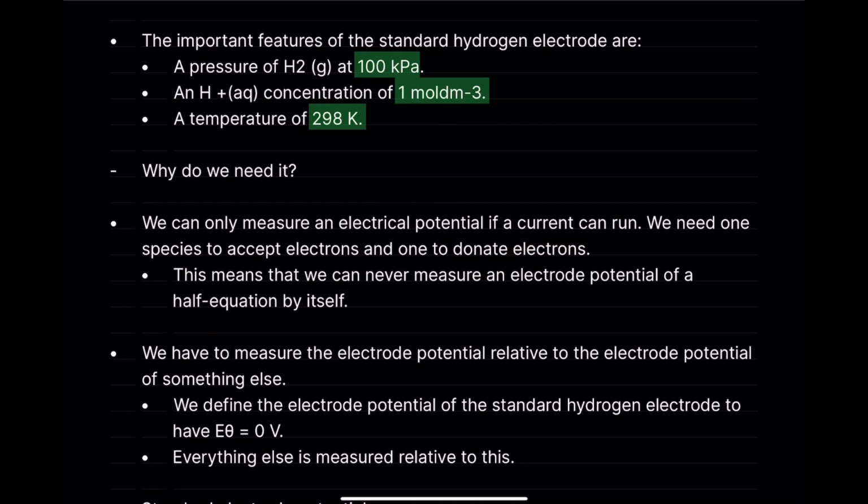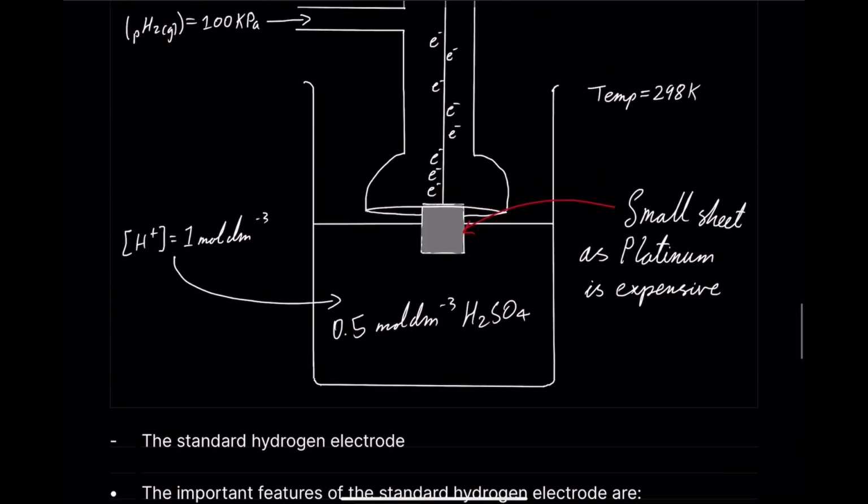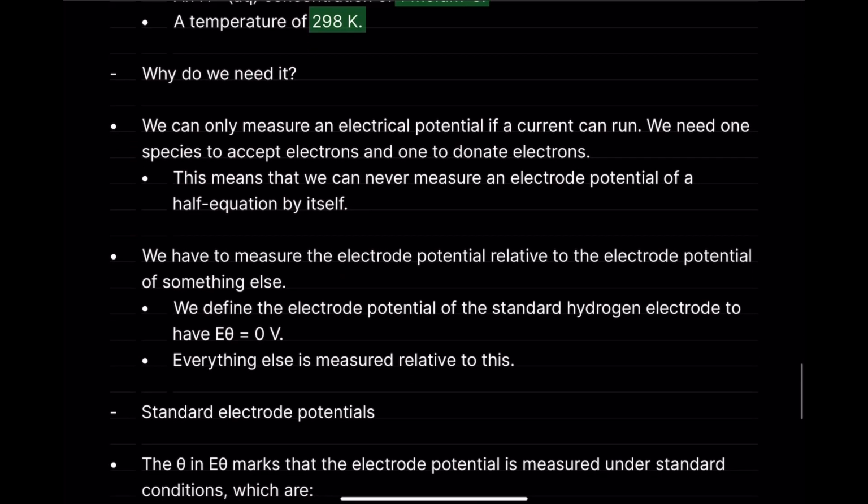And so why do we need to do this? As I said before, why do I need a standard hydrogen electrode? Why do I have to set up this apparatus? It is because we can only measure an electrical potential if a current can run, and we need one species to accept electrons and one to donate electrons. Therefore, we can't measure the electrical potential of a half equation by itself. We can only measure a full equation.